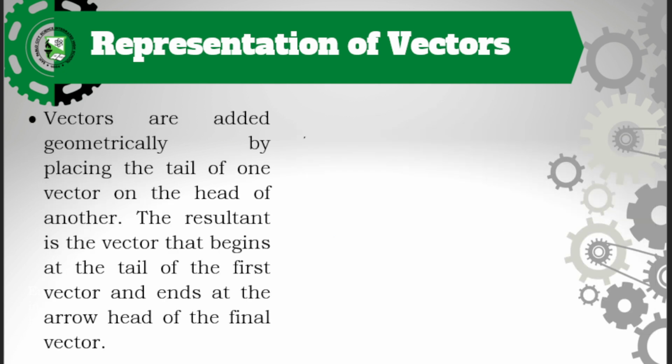Vectors can be added geometrically by placing the tail of one vector on the head of another. The resultant vector is the vector that begins at the tail of the first vector and ends at the arrowhead of the final vector. To fully imagine this statement, for example, we have two vectors. This is vector A.